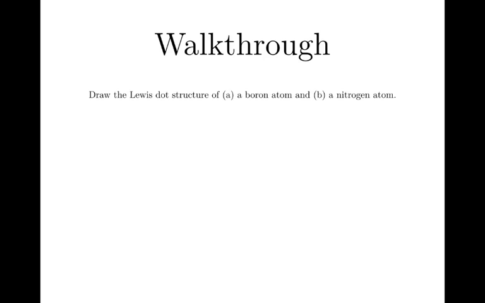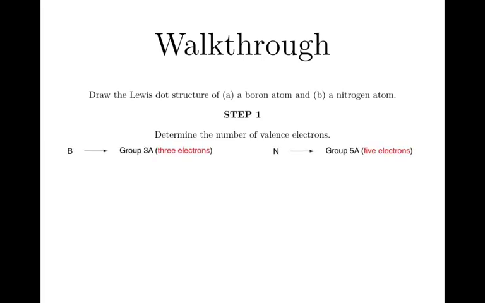Since in a Lewis dot structure only valence electrons are drawn, we must first determine the number of valence electrons in each atom. Boron, which is in group 3A of the periodic table, has 3 valence electrons, whereas nitrogen, in group 5A of the periodic table, has 5 valence electrons.